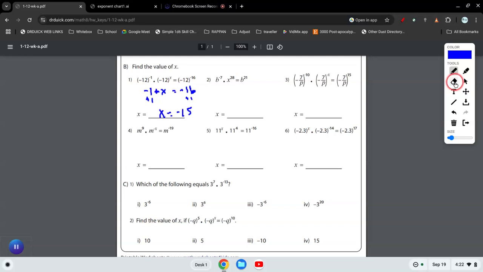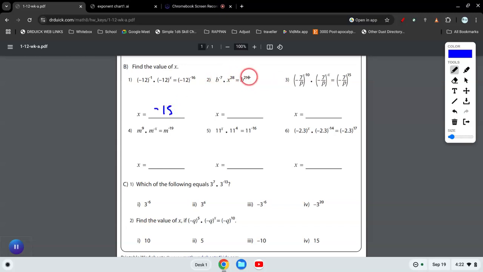Now I'm going to test it. Let's see if this makes sense. So I'm going to erase this, okay? See if this makes sense. -12 in parentheses to the -1 times -12 to the -15. We just add them. Yeah, okay, it comes out right. -12 to the -16, okay? That makes total sense. So once again, this would be x is equal to -15.